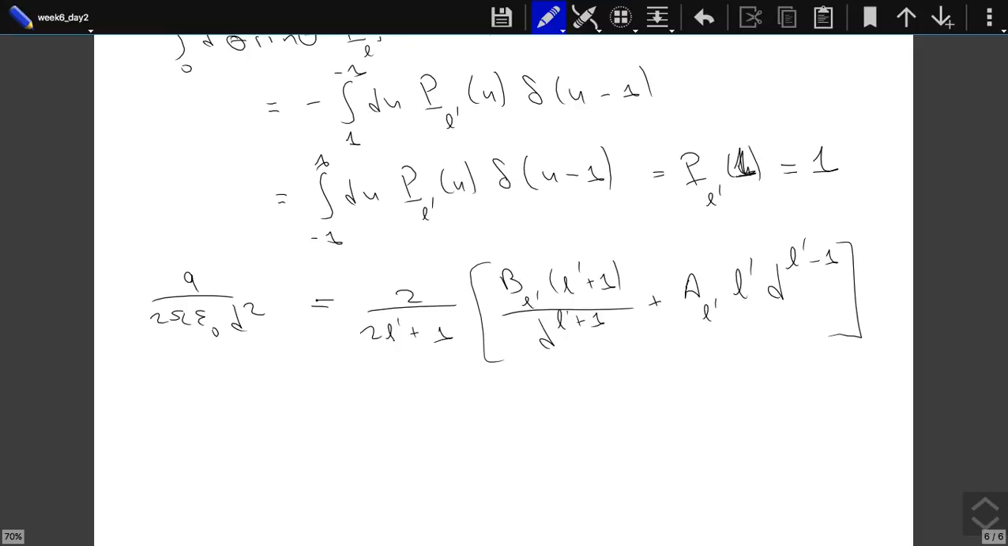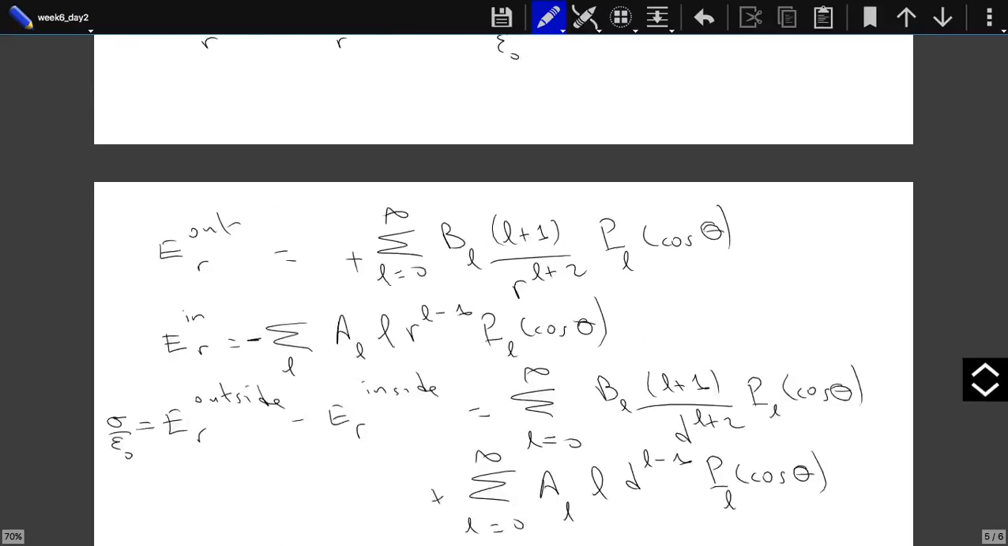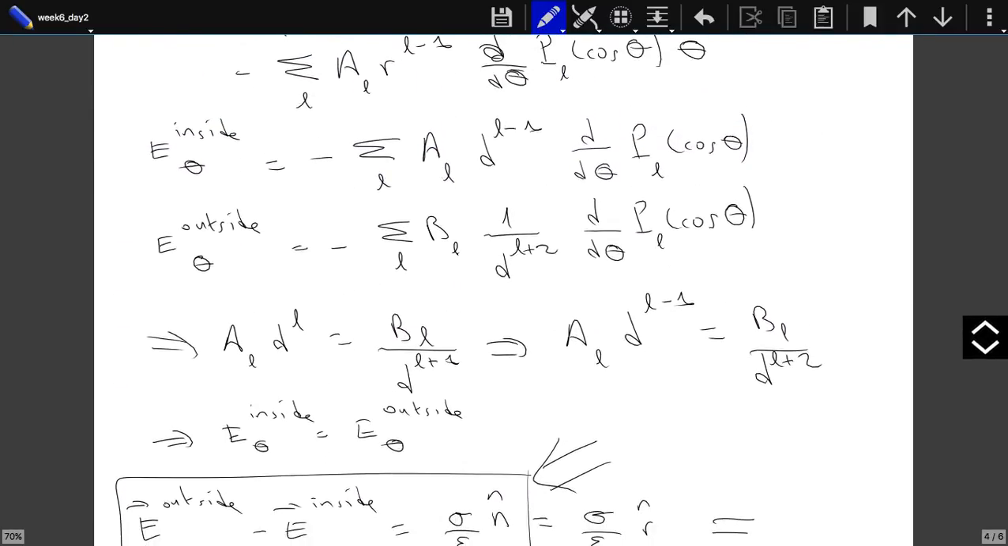Now that's our second relation between AL and BL. Let me drop the prime over here. Whatever the value of L prime is, or L is, I have this relation. The other equation we had was this one.